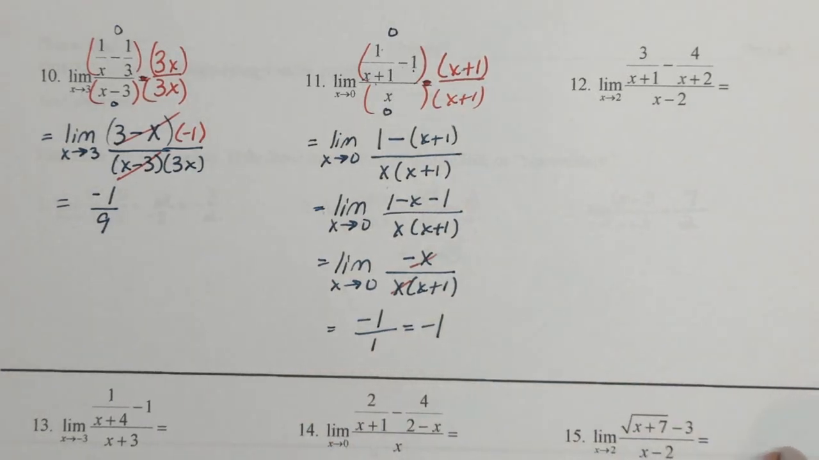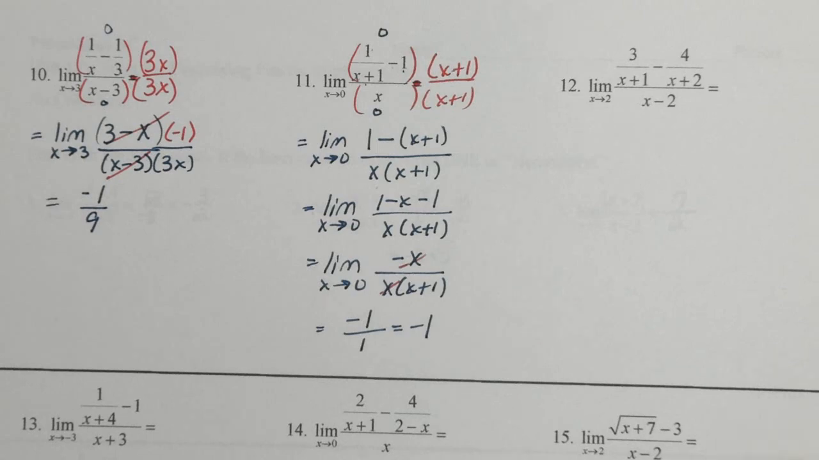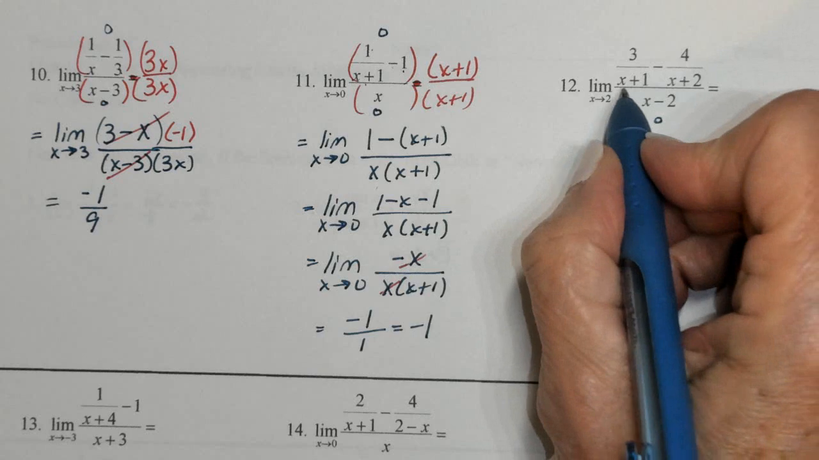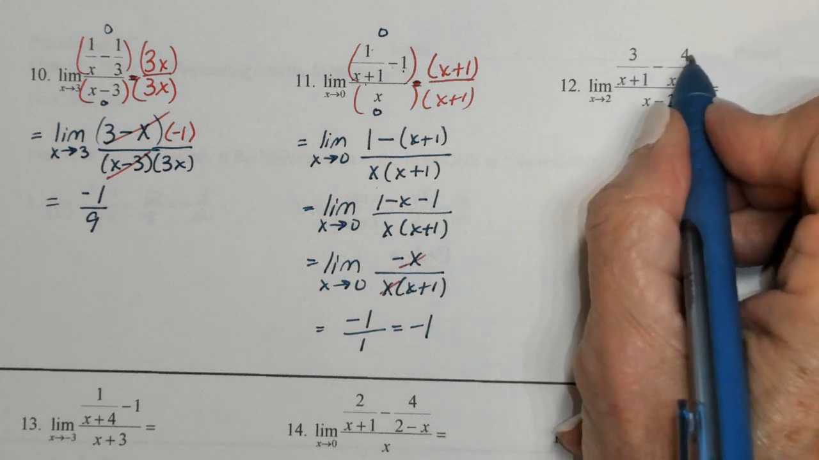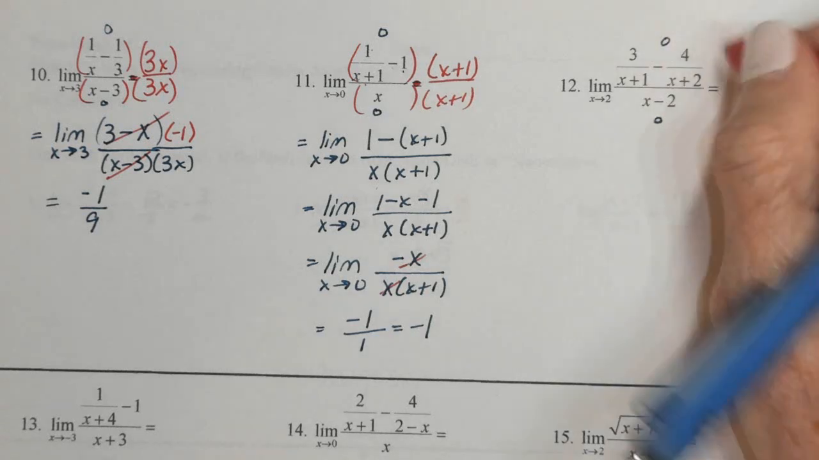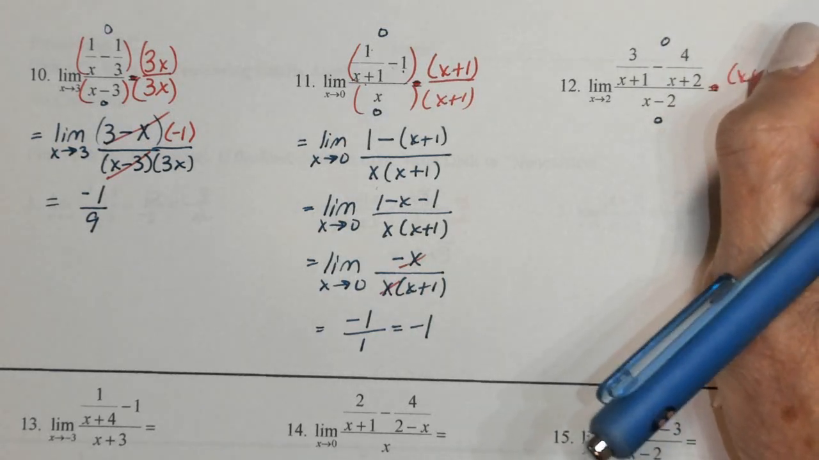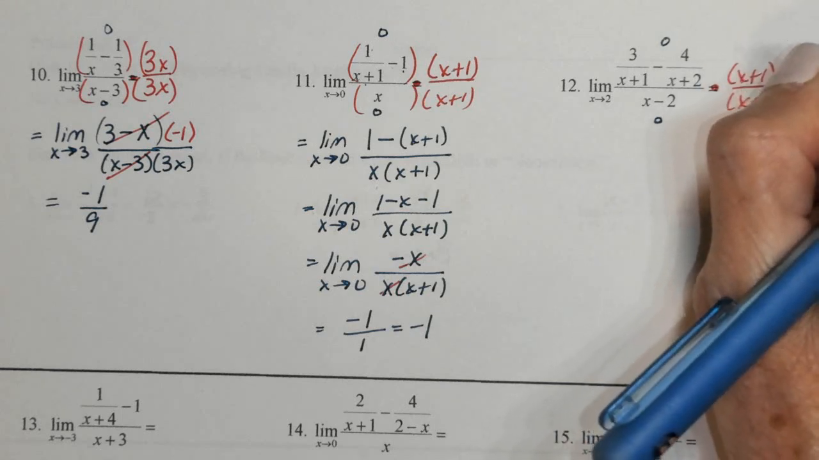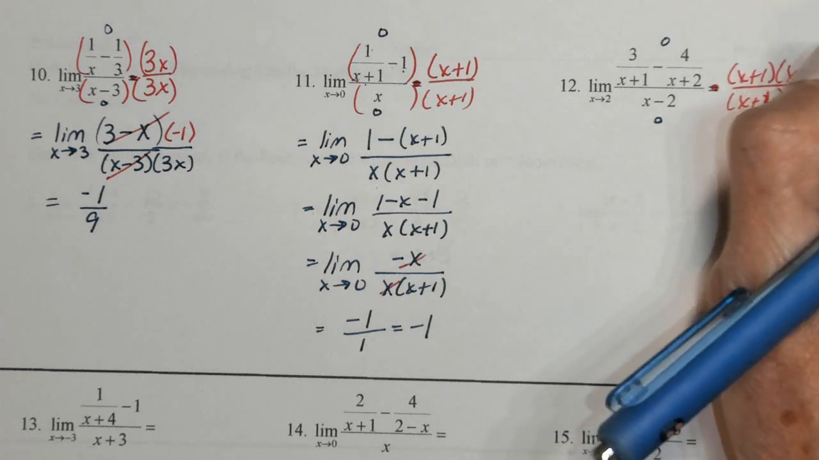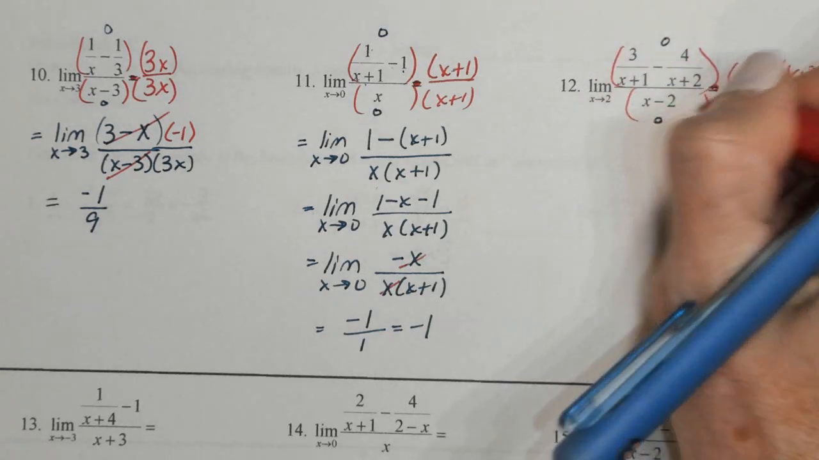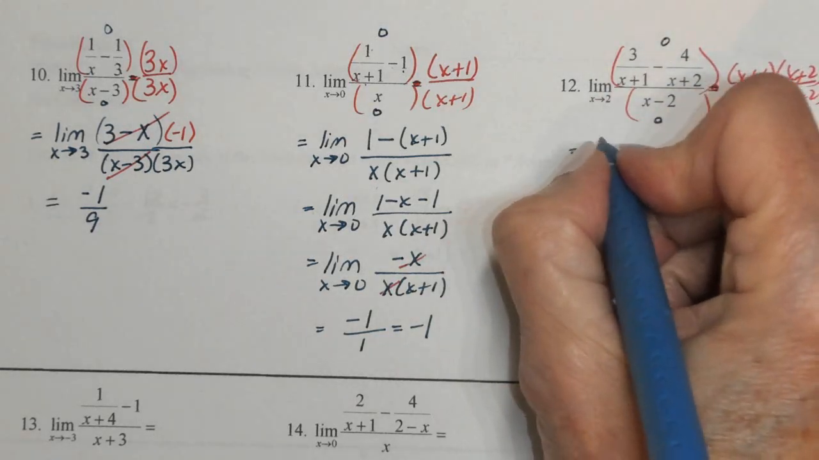Negative 1. Number 12. If I put a 2 in for the x, I get 0 on the bottom. I get 3 over 3 minus 4 over 4, that is a 0 on top. I'm going to multiply by the product of the little denominators, x plus 1 times x plus 2.